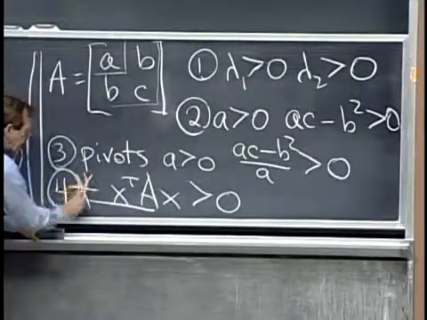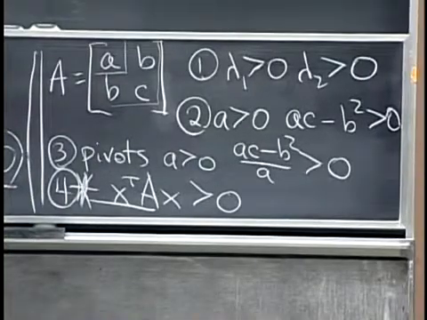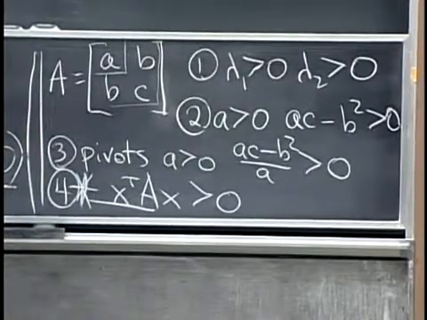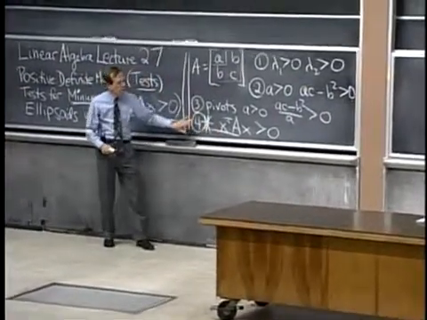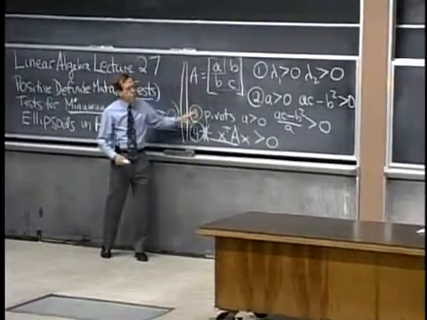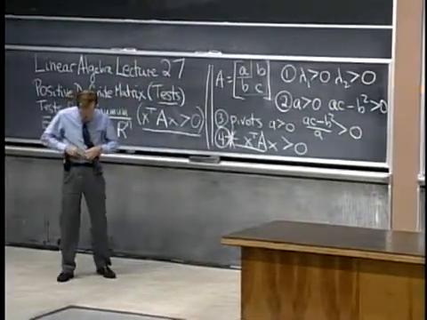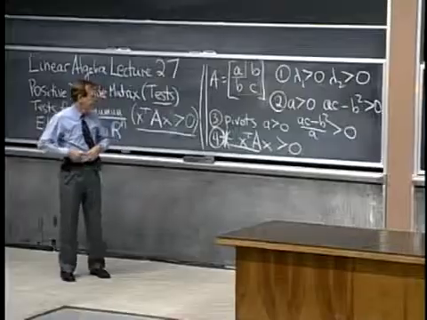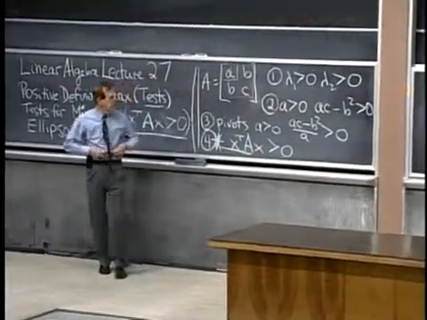But we'll have to look at this guy. It gets a star because for most presentations, the definition of positive definiteness would be this number 4, and these numbers 1, 2, 3 would be tests for it. Okay, maybe I'll tuck this wire in a little bit. Okay, so I'll have to look at this x transpose Ax.